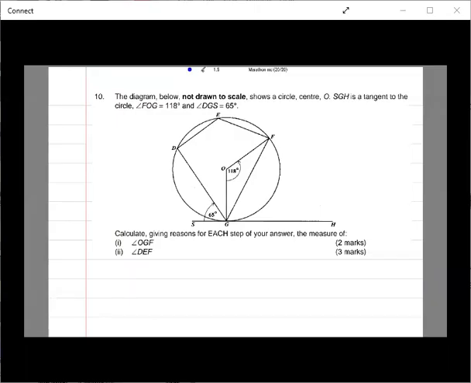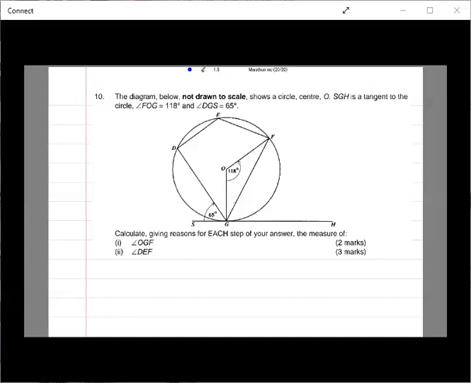All right, question number 10 from the homework. It says the diagram below, not drawn to scale, shows a circle, center O. SGH is a tangent to the circle. Angle FOG is 180 degrees, and angle DGS is 65 degrees. Calculate, giving reasons for each step of your answer, the measure of (i) angle OGF.